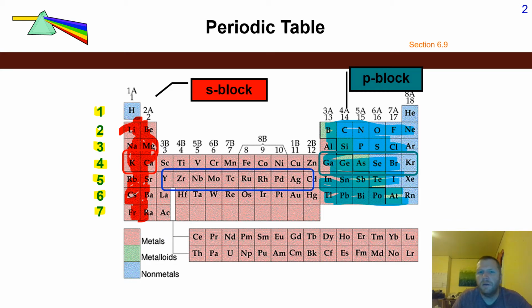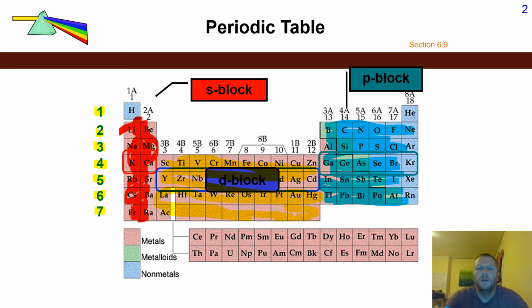And then the final grouping is this chunk in the middle. These are our transition metals, but this is also known as our D block. Now, when you organize the periodic table in that way, it's helpful because it gives you a mechanism to organize your thoughts about where those different electrons are.